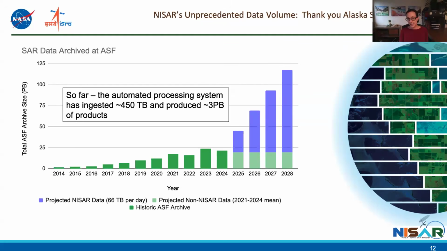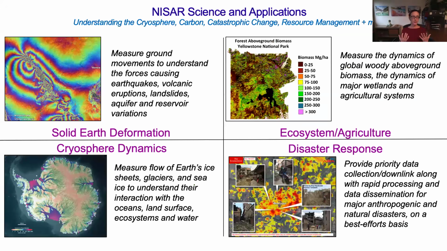Okay, so on the science side, what are people doing with this? The original vision of NISAR had these 3 science areas plus applications and disaster response. And that's what's shown here.